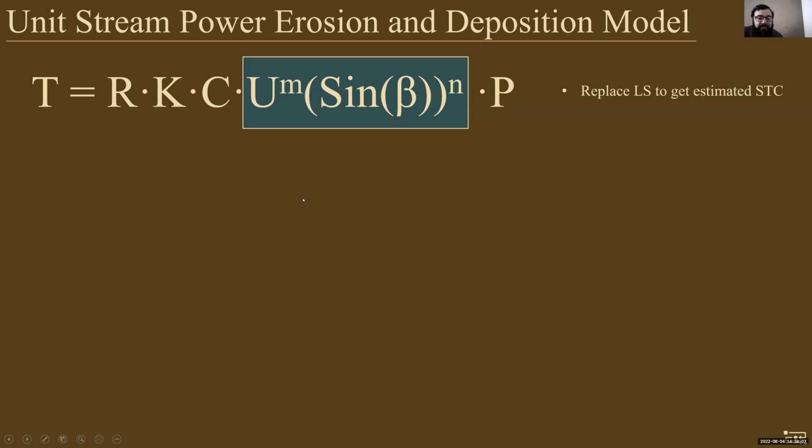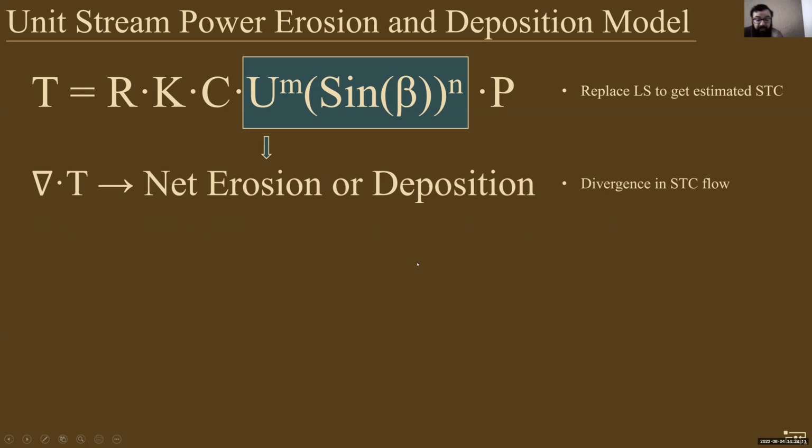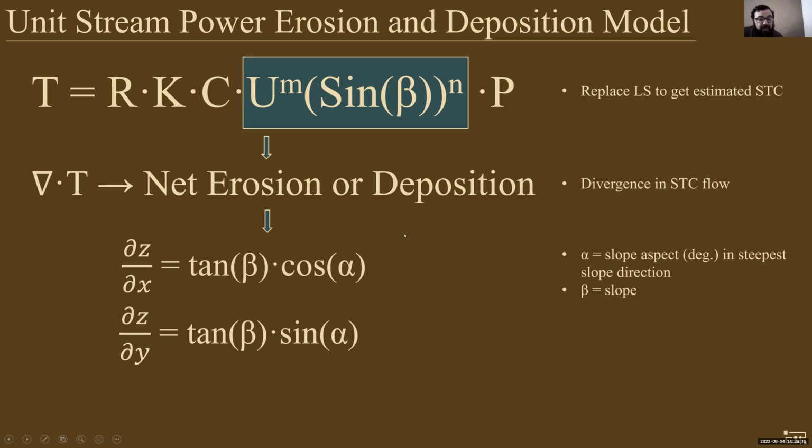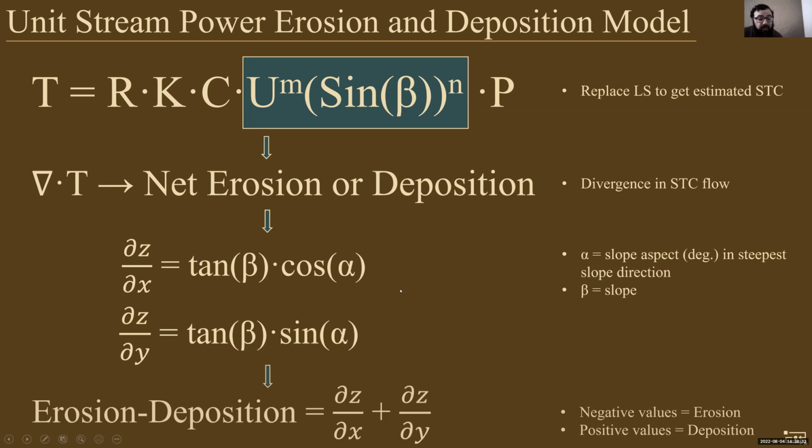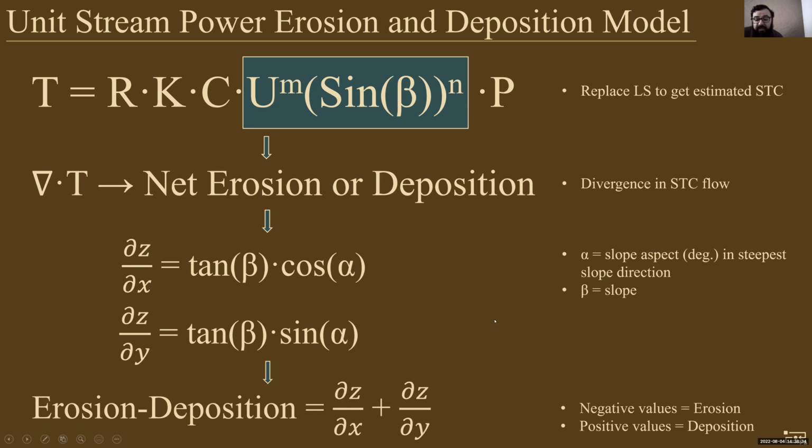Net erosion and net deposition is determined by what is called a divergence in sediment transport capacity flow. This necessarily entails vector calculus, but essentially, if you calculate the partial derivative components of the sediment transport capacity flow, you can estimate net erosion and deposition. In GIS, you can use a raster calculator in these two equations with a slope raster and a slope aspect raster in the steepest slope direction to calculate this. When you add them together, you get the erosion deposition model. Negative values signify erosion and positive values signify deposition.